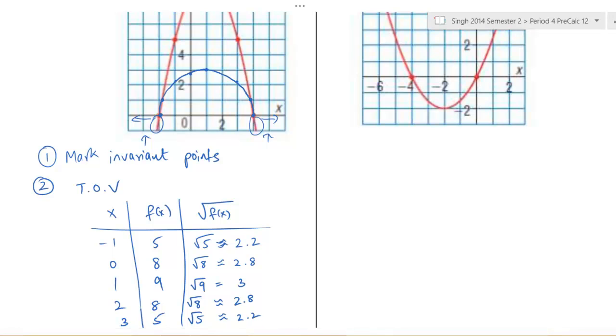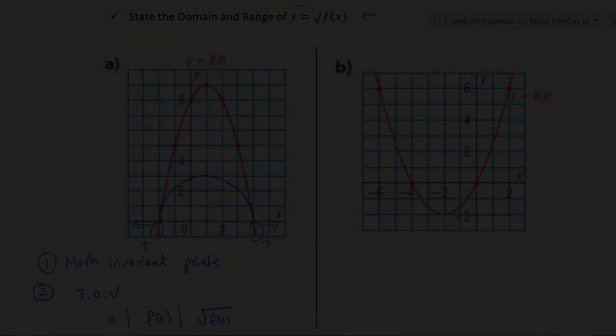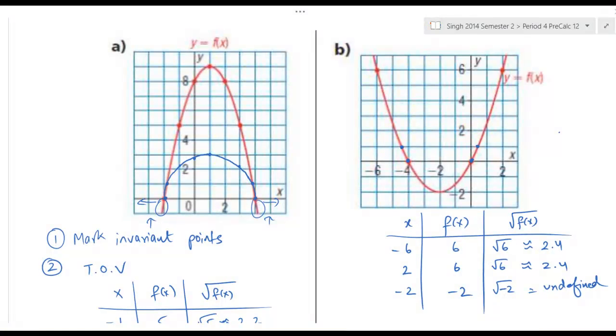Same idea, try the next example. We will compare our answers in a brief moment. Pause the video and give that a try. Let's see what you came up with.